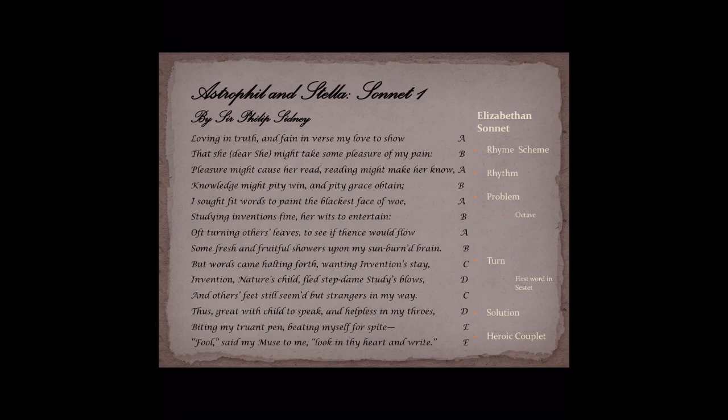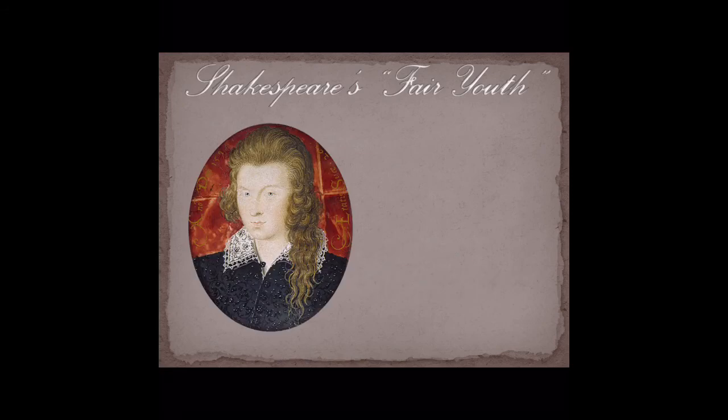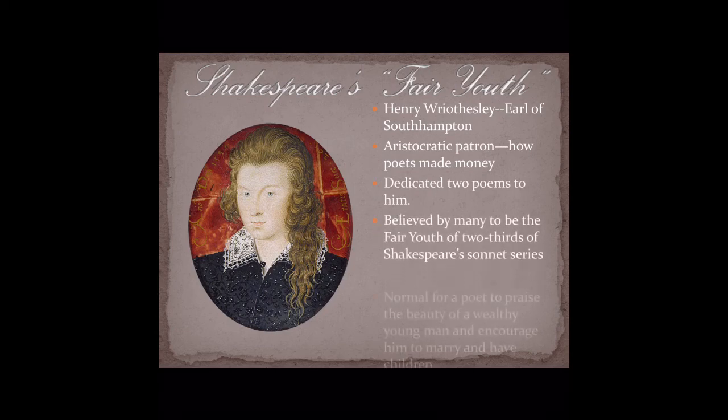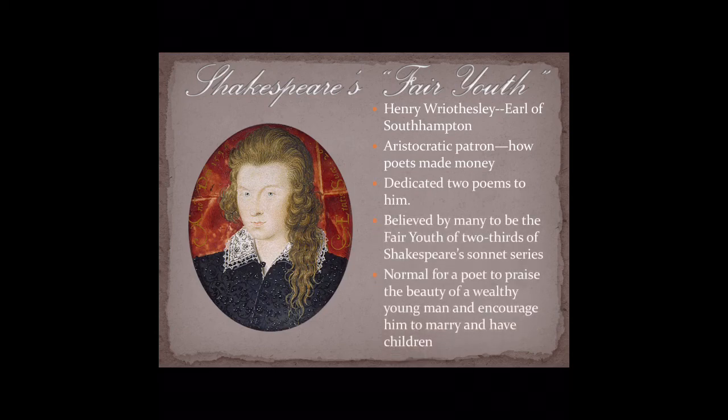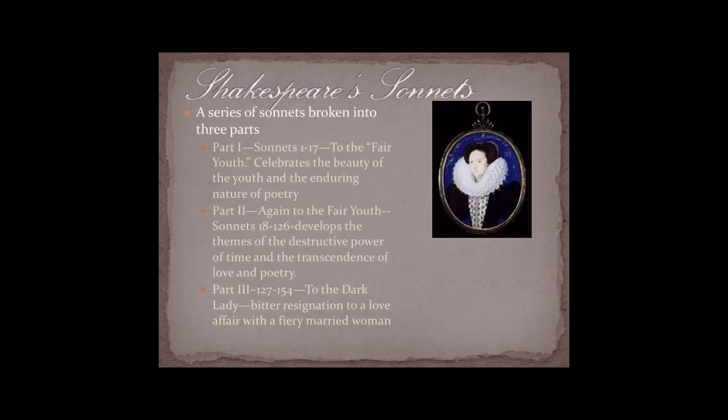Next, we'll look at Shakespeare's sonnet cycle. To the Beautiful Friend, many scholars believe that was Henry Wriothesley, the Earl of Southampton, who was an aristocratic patron. That was how poets made money in the day. Shakespeare dedicated 2 poems to him, and he's believed by many to be the fair youth of 2/3 of Shakespeare's sonnet series. The final portion most feel is dedicated to the Dark Lady.